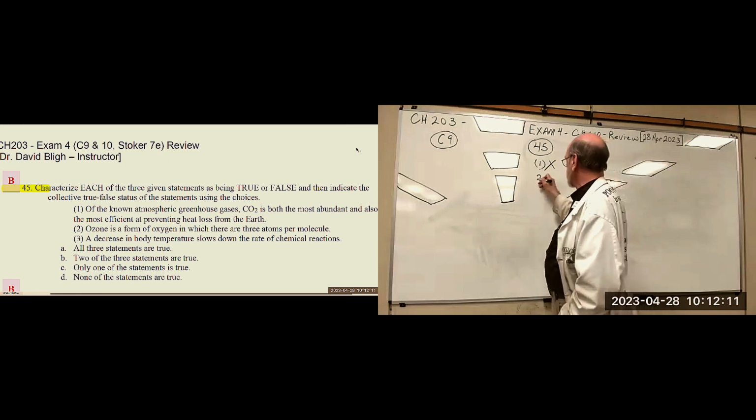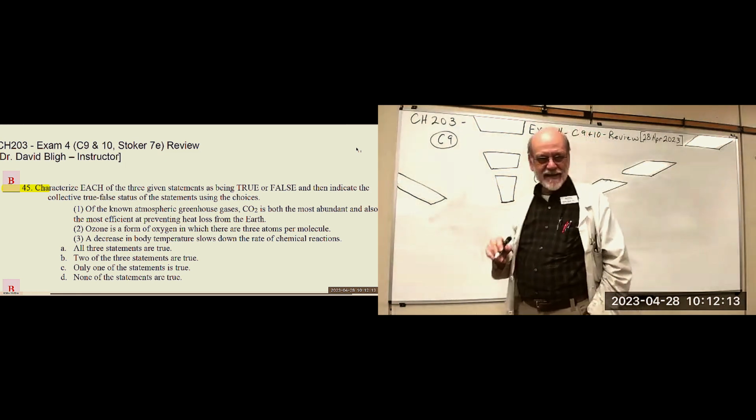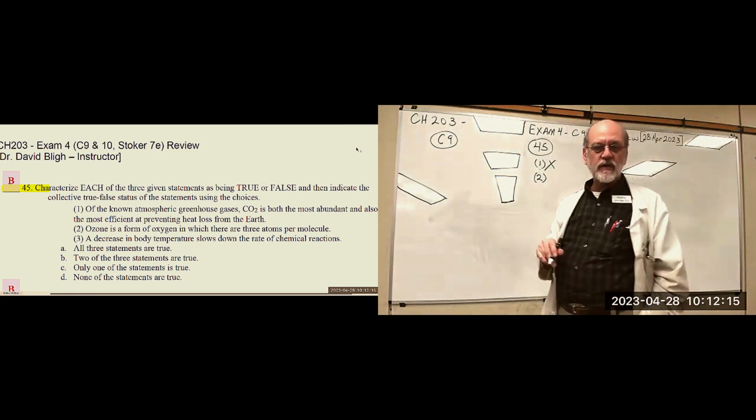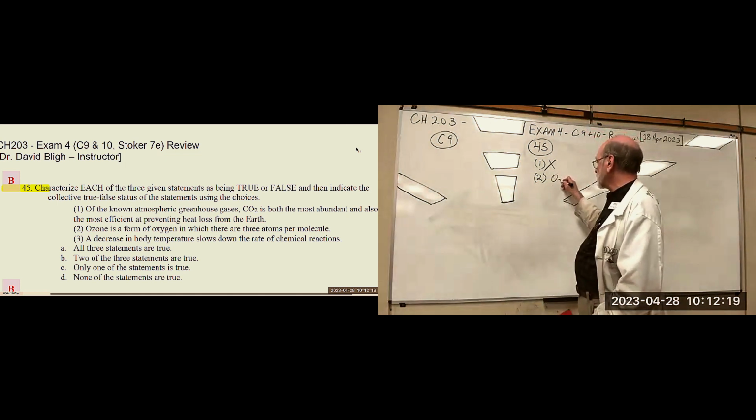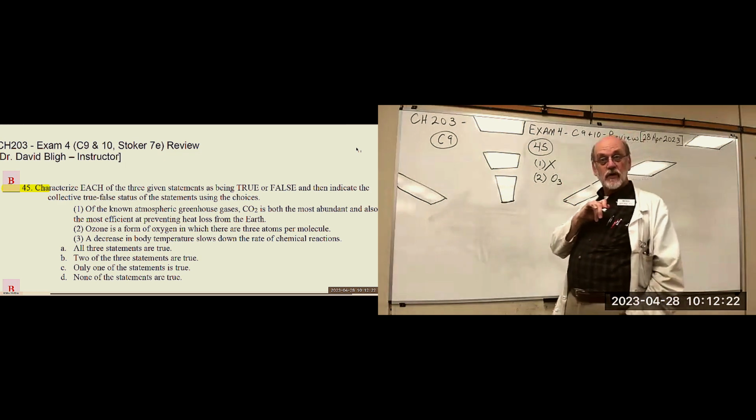All right, how about 2? Ozone is a form of oxygen in which there are 3 atoms per molecule. That is absolutely true. That's ozone.